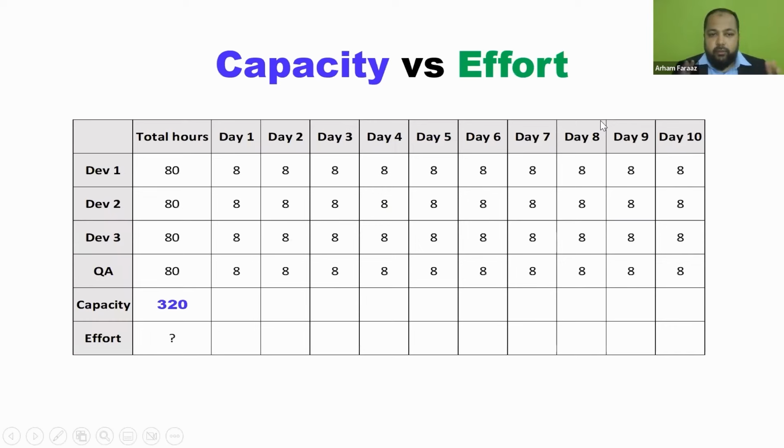Okay. Let's say we have 3 developers and 1 QA working on this particular sprint. For a 10-day sprint, it will be 80 hours per person for the entire sprint, so it comes to 320 hours. Now, is this the total amount of time that we have for the sprint? This looks like the total capacity right now. But is that the actual capacity? Is it the ideal situation?